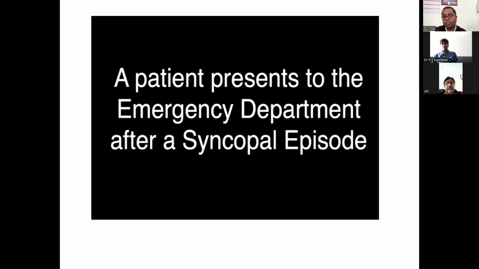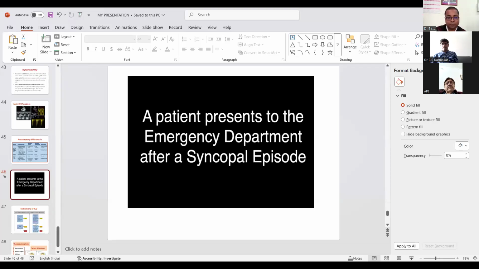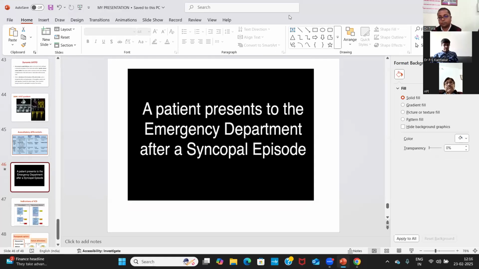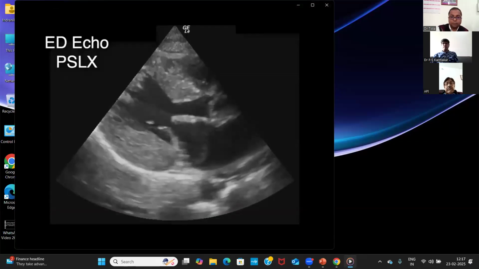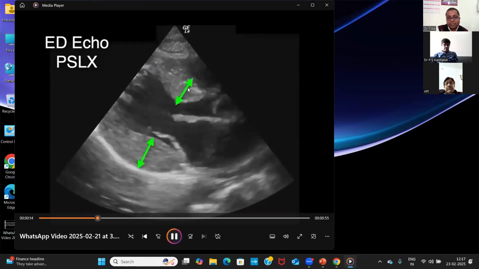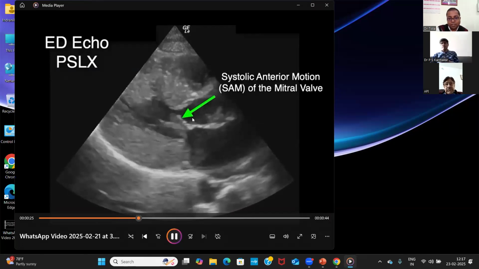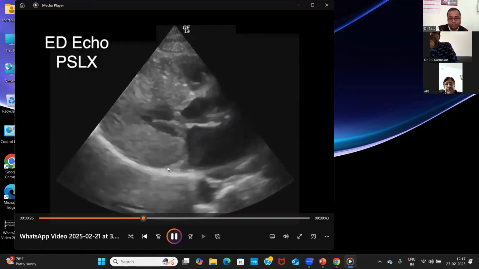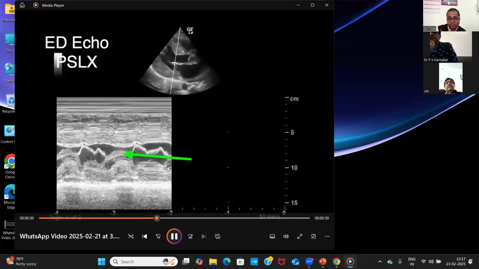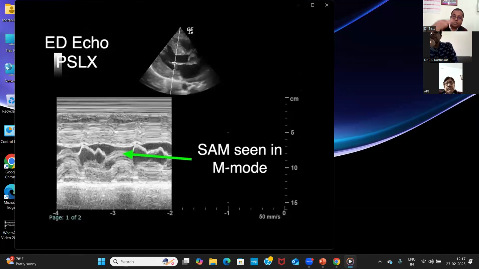This is the echo which I show. This is the echo of a patient. I'm just showing it. You can see from here the grossly hypertrophied ventricles. This is the IVS and this is the posterior wall. From here you can see the systolic anterior motion occurring. During systole, the mitral valve leaflet is going towards the septum.